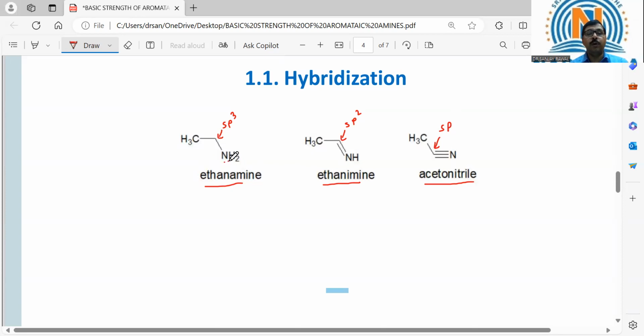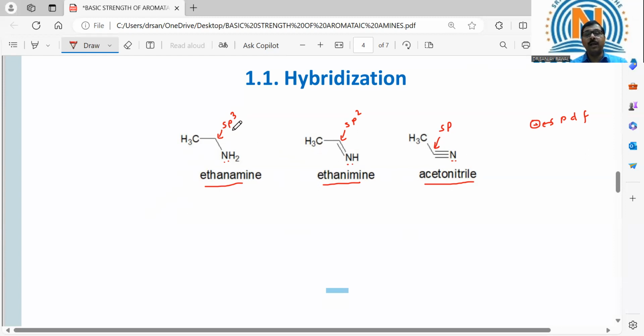And see, there is a lone pair of electrons at nitrogen. As we know, the s orbital is nearest to the nucleus; the order of orbitals is s, p, d, f. So as the percentage of s character in the hybridization increases, that means the electron comes closer to the nucleus. If the electron comes closer to the nucleus, the electron withdrawing capacity of that particular carbon increases.